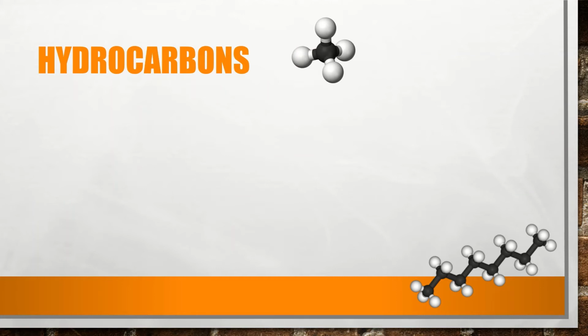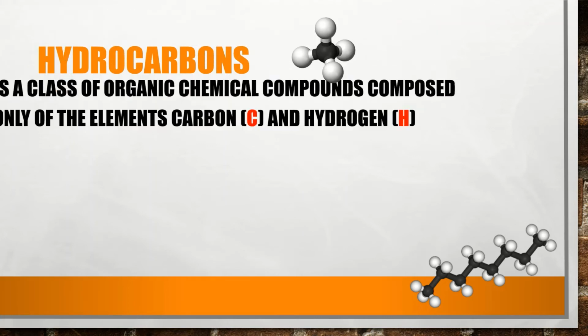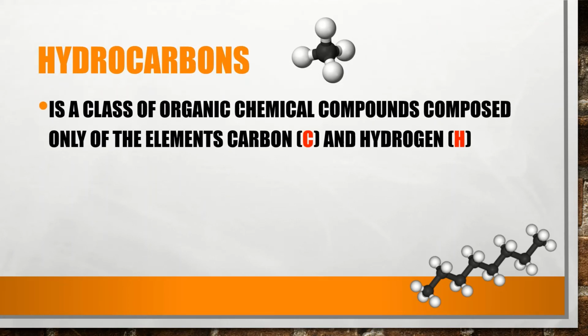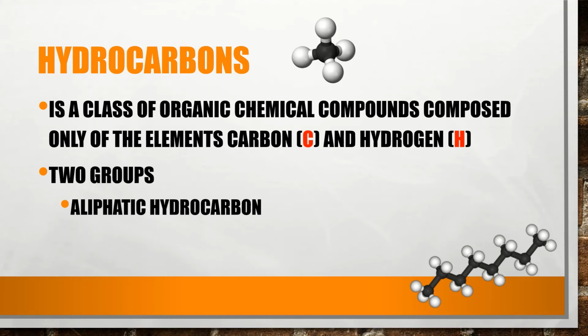Let's deepen your understanding about hydrocarbons. A hydrocarbon is a class of organic chemical compounds composed only of the elements carbon and hydrogen. The carbon atoms join together to form the framework of the compound, and the hydrogen atoms attach to them in many different configurations. Depending on the properties, hydrocarbons are divided into two groups: aliphatic hydrocarbons, the open chain compounds, and cyclic hydrocarbons, the closed chain compounds.